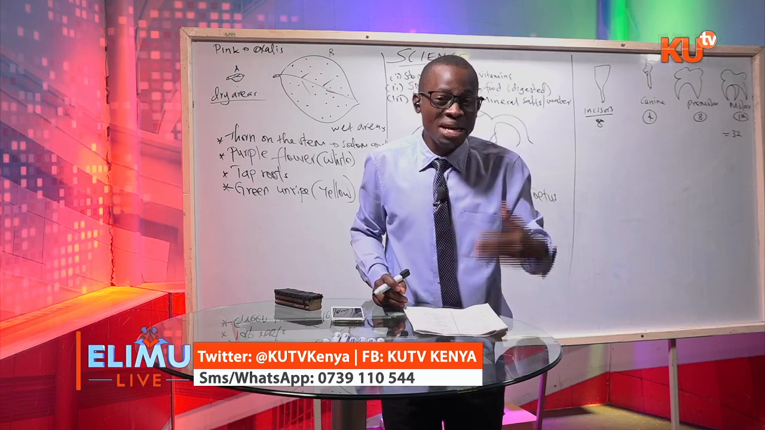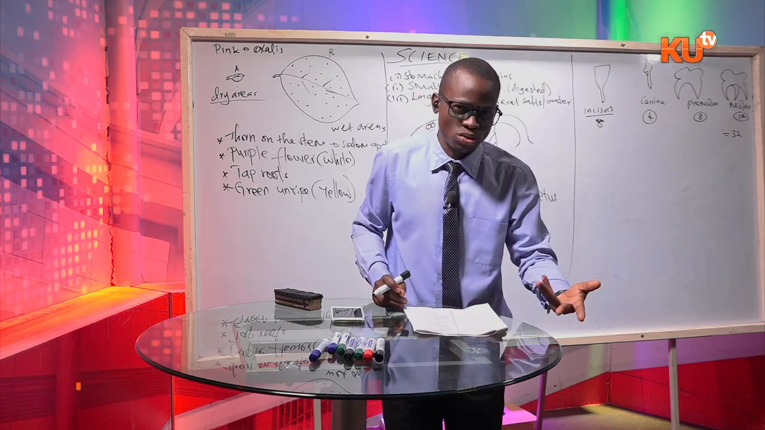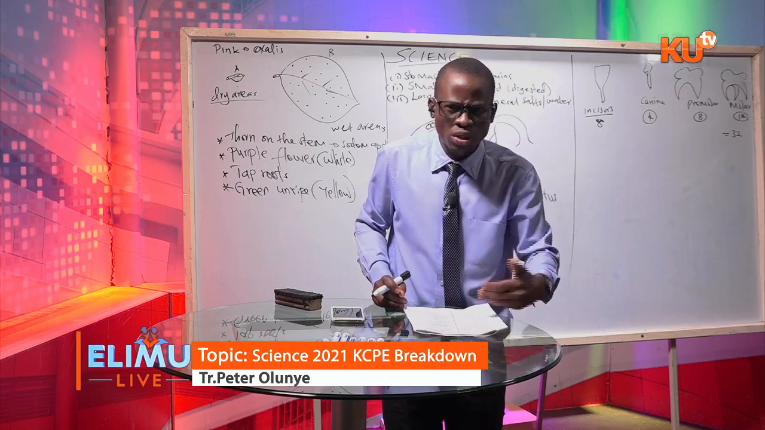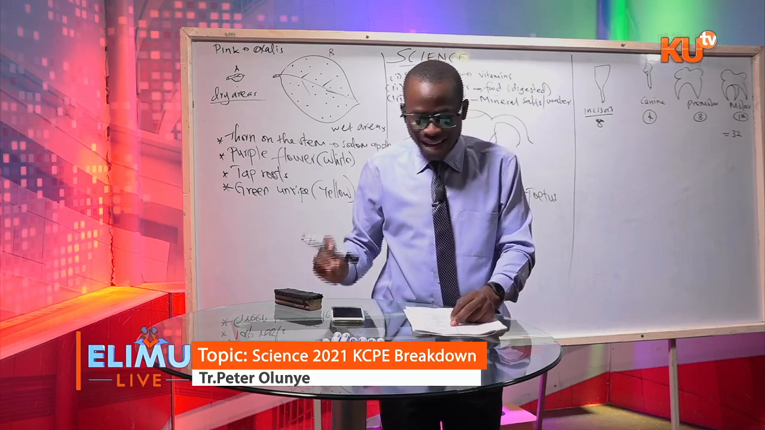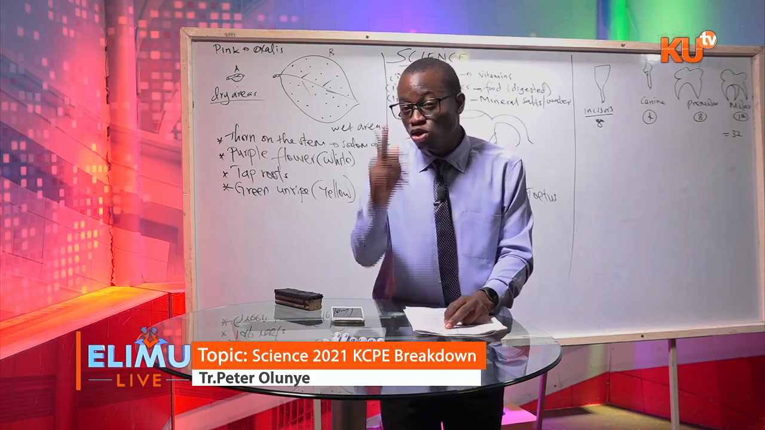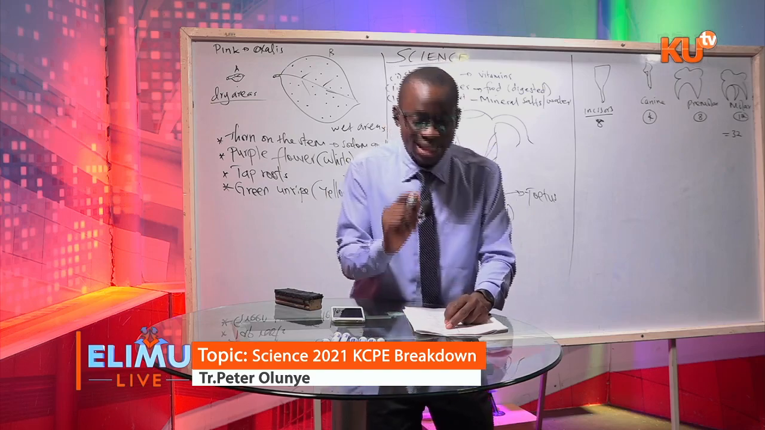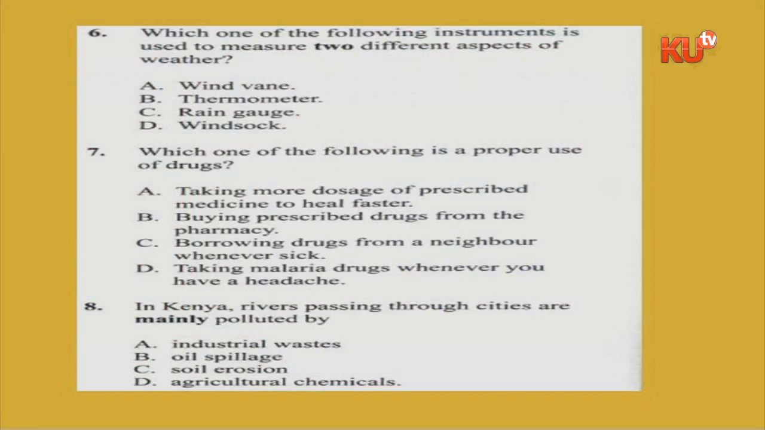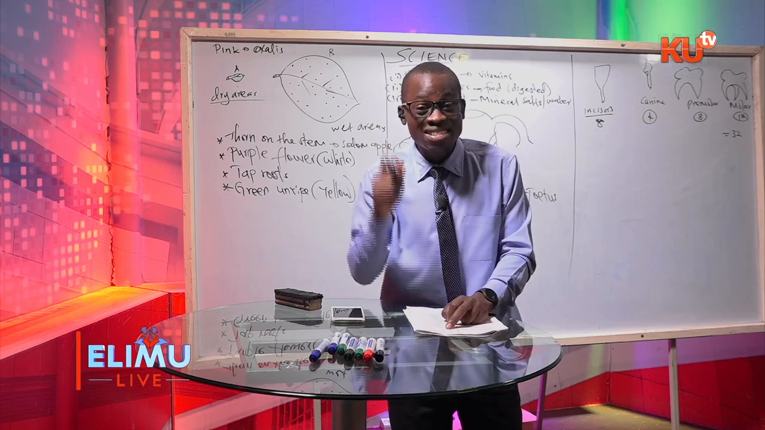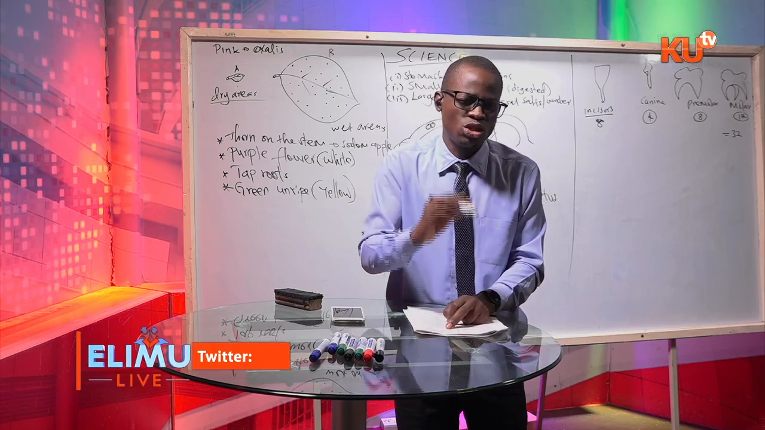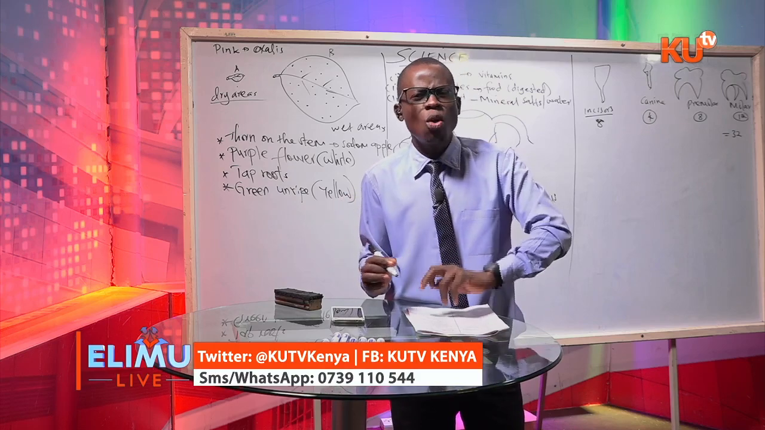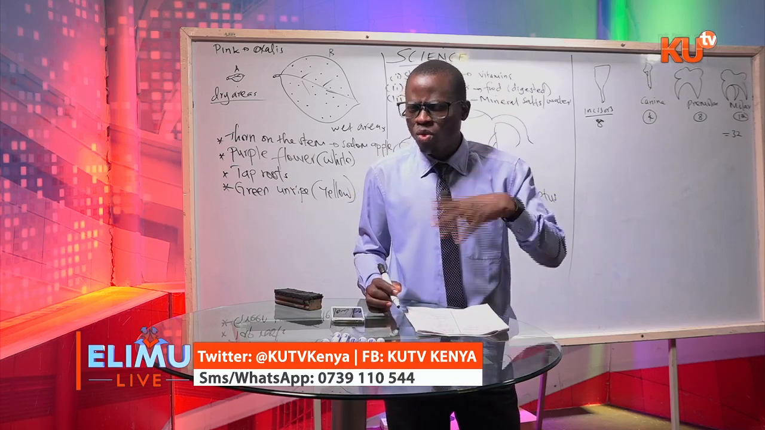But remember, as you measure the strength, you are able to tell the direction towards which the wind is blowing to. Now, we have known that windsock is used to measure the strength and the direction. The question was talking about 2 aspects. So in this case, question number 6, the correct answer, boys and girls, was windsock. Because windsock is used to measure 2 aspects. That is direction and the strength. But if there is an examiner who has asked you about the main function of the windsock, don't talk about the direction. Talk about the strength.